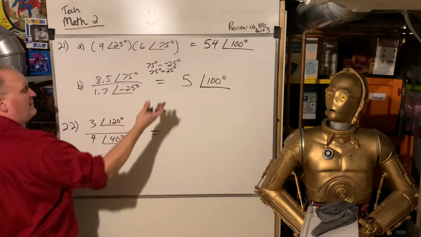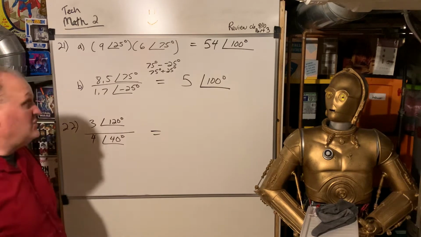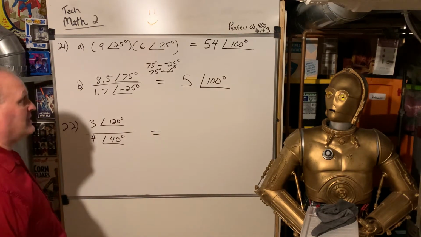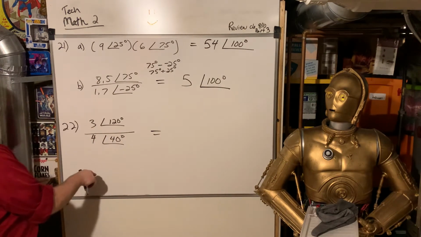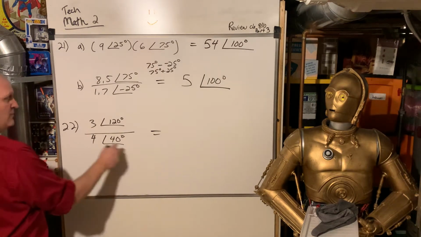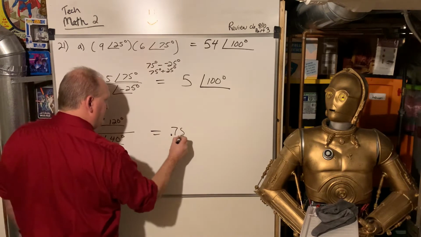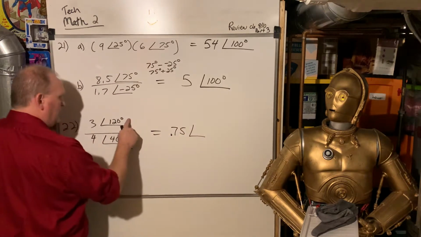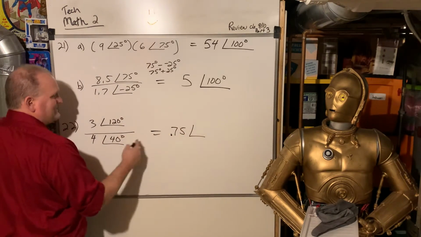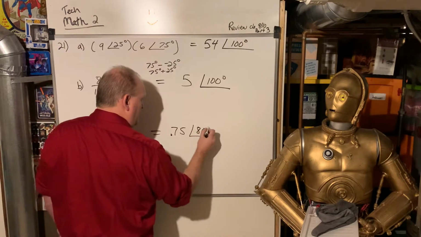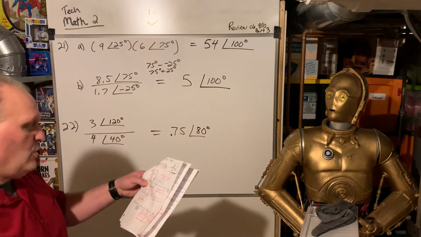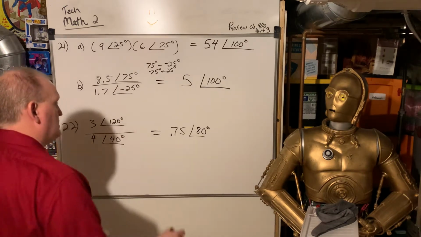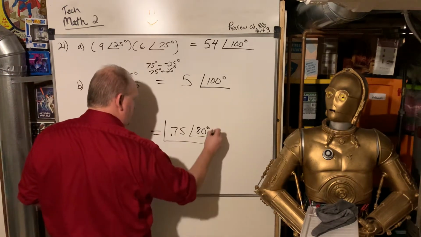So these, compared to the last one, 20b that I did, are a walk in the park, right? These are pretty easy. Same dog, different fleas here. 3 divided by 4 is 0.75. And then 120 minus 40 is 80 degrees. Except this one, they want a little extra effort. They want it in both polar and rectangular form. So we've got polar. We're done with polar.